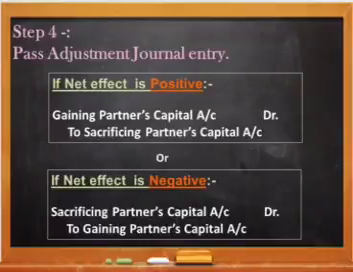Now you can observe that when the net effect is positive, the journal entry, gaining partner's capital debit to sacrificing partner's capital, is similar to the journal entry we do for goodwill also. So if in the question the revised value of assets and liabilities is given and goodwill is also mentioned, and it is written that the revised values are not to be recorded, instead of passing two different journal entries, one for revised value and one for treatment of goodwill, we can record a single compound journal entry for it.